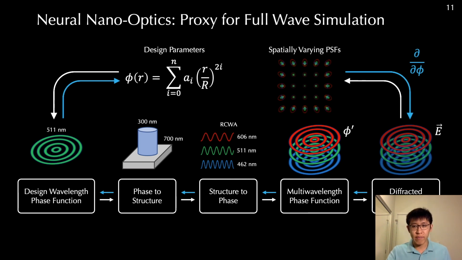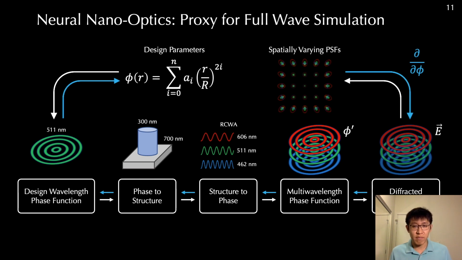More on that later. Now, given this nanostructure, we can then infer the phase response at the other wavelengths using rigorous coupled wave analysis. And this allows us to define a multi-wavelength phase function, which we call structure to phase. Again, more on that later. Which we then diffract to determine the electric field. From the electric field, we can then determine the spatial PSFs.